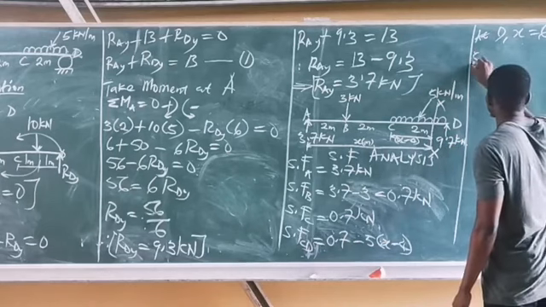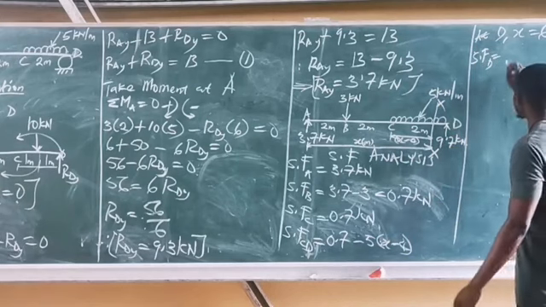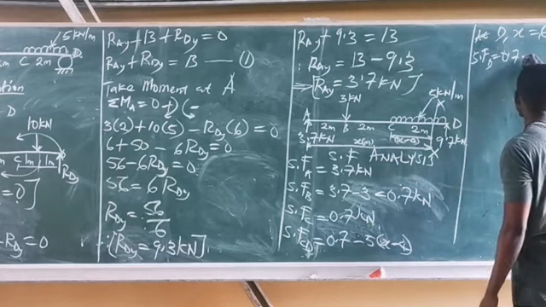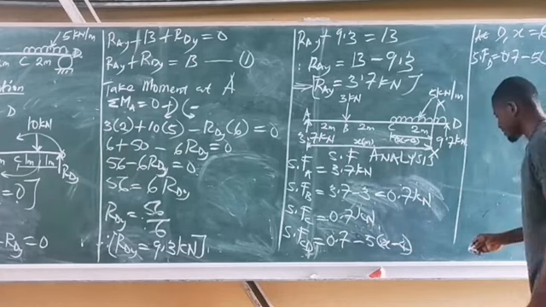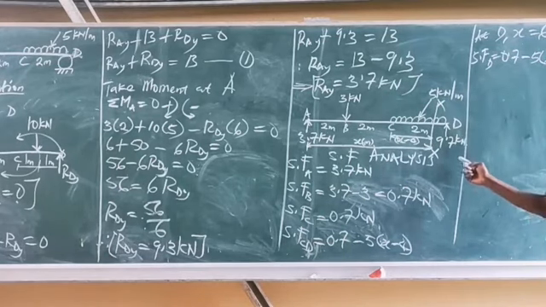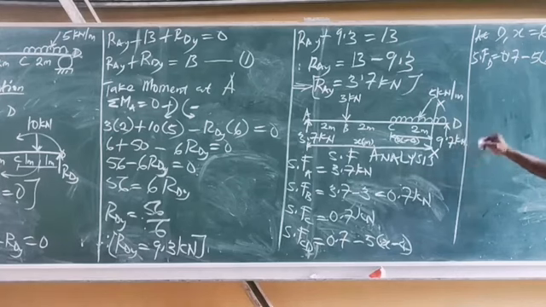Therefore, shear force at point D is now equal to 0.7, minus 5 into x. Remember now, x is equal to 6. So we have 6 minus 4. Then also notice that at point D, there's an upward force of 7 kilonewtons. Don't forget, so plus 7.